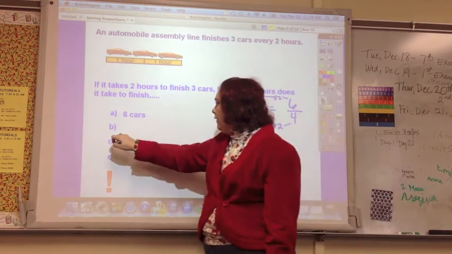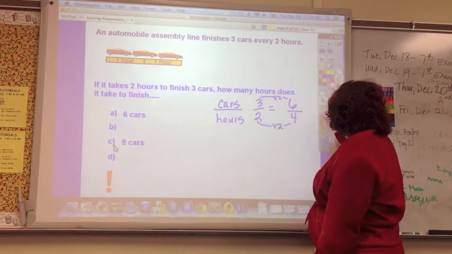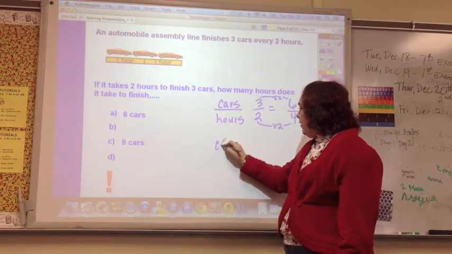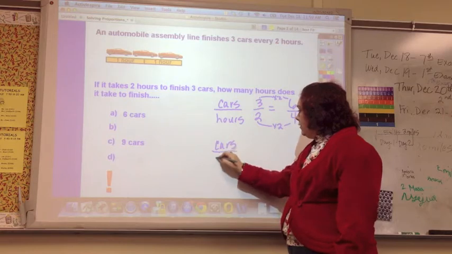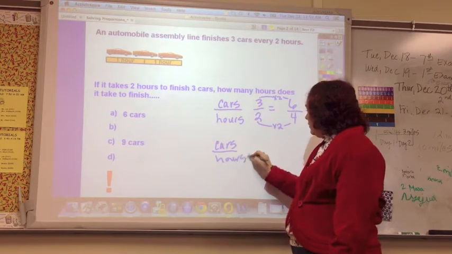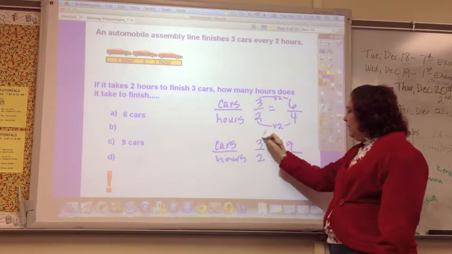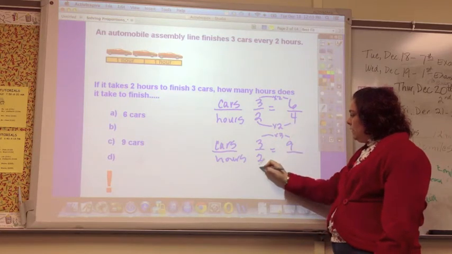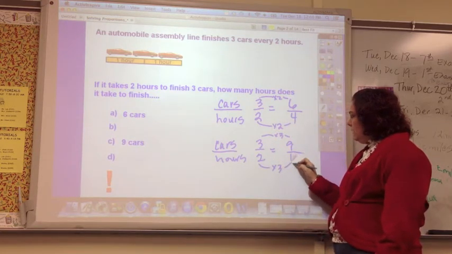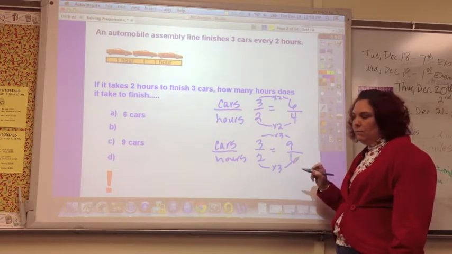And now we're going to look at 9 cars. So if we've got cars, 2 hours, 3 to 2, and we want to make 9 cars, that's times 3. So 2 times 3 is 6. So it takes 6 hours.